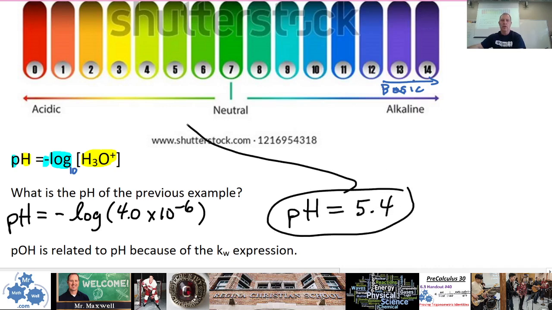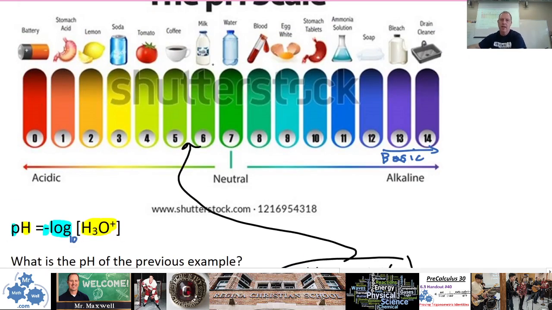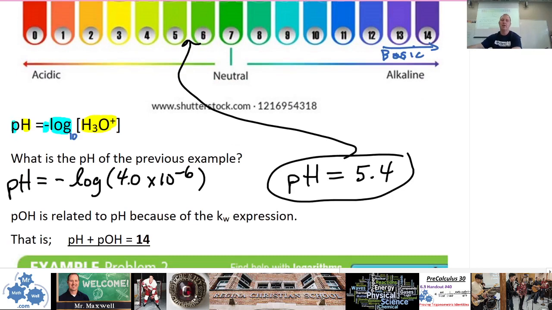So we're talking right about here, approximately the same acidity as something between coffee and milk. Slightly acidic, just slightly acidic. Okay, but that's how you find the pH using logarithms.